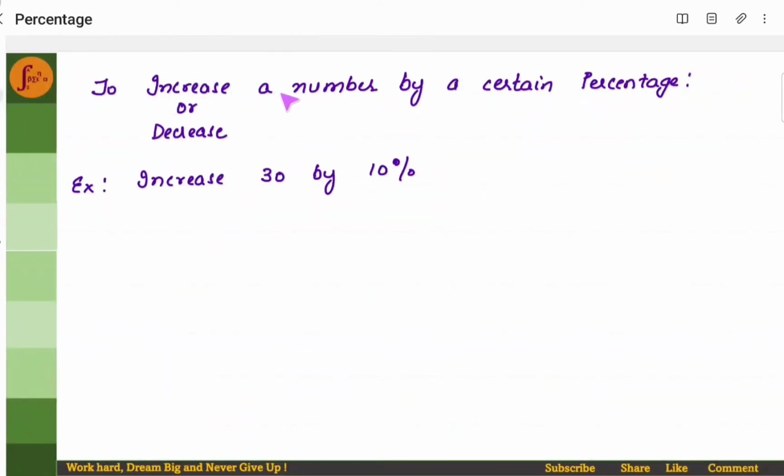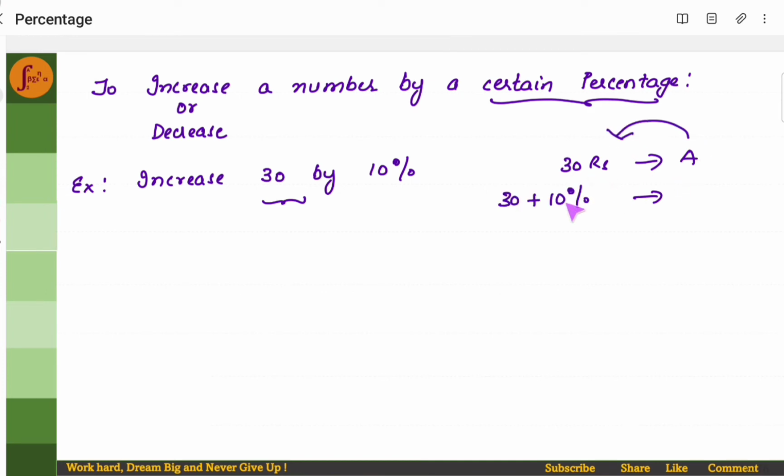Now say we need to do the reverse. A number is given, and we need to increase that particular number by a certain percentage. Say for example, I give 30 rupees to person A. Now person A says, give me 10% more. A is asking me to give 10% more. What does it mean? I'll have to find 10% of 30 rupees. I need to give 10% of 30 rupees extra to this person A.